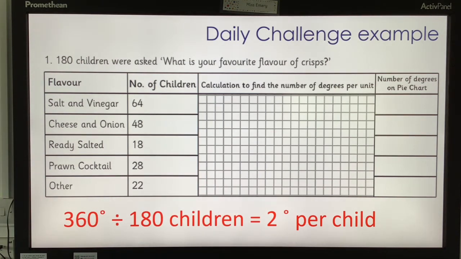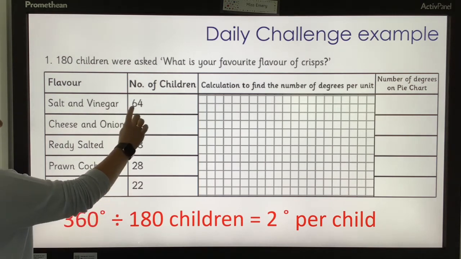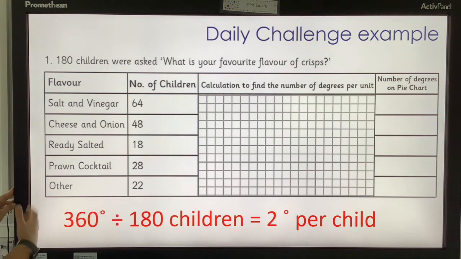So then how do we work out how many degrees salt and vinegar would be? How do we work out how many degrees cheese and onion would be? Have a think, how would you do that? Now you know how much one child is worth, how would you work out how many degrees to represent for your pie chart for salt and vinegar? So if you know that each child is worth 2 degrees, and you've got 64 children for salt and vinegar, you do 64 times 2, and that will tell you how many degrees for salt and vinegar.